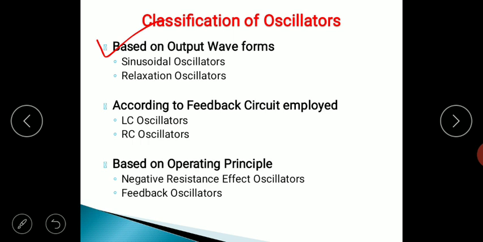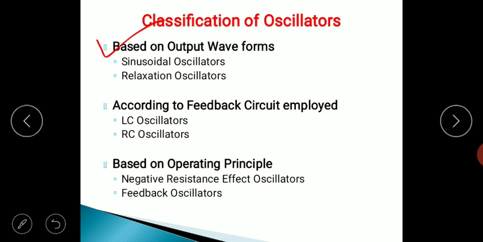Now what do you mean by sinusoidal oscillators or harmonic oscillators? Sinusoidal oscillators are nothing but the oscillators which generate sinusoidal signals or a sine wave. A simple example you might have studied already in your pre-university course also is a simple pendulum. The to and fro motion of a simple pendulum is harmonic or sinusoidal in nature. Such oscillations we can call sinusoidal oscillations, and the oscillators which generate them are called sinusoidal oscillators.